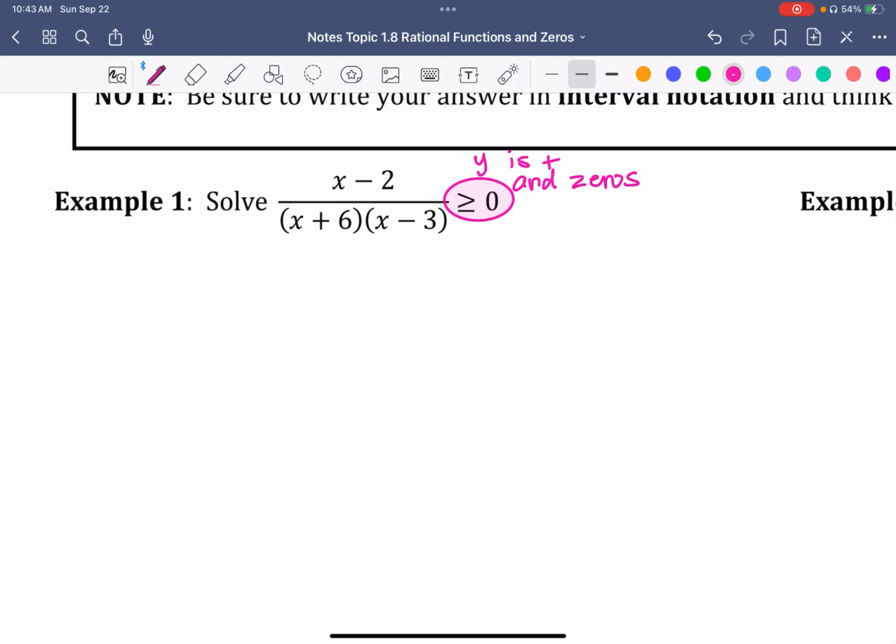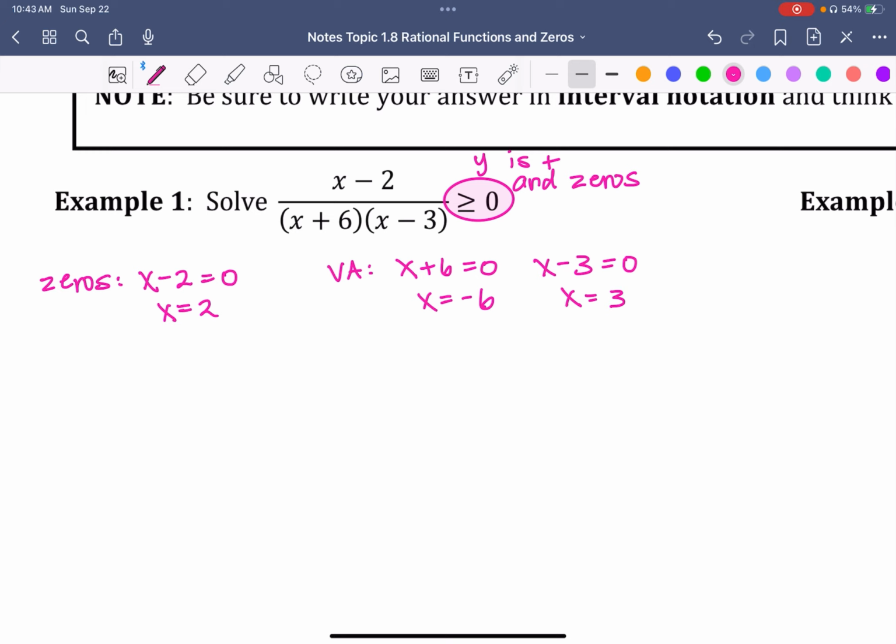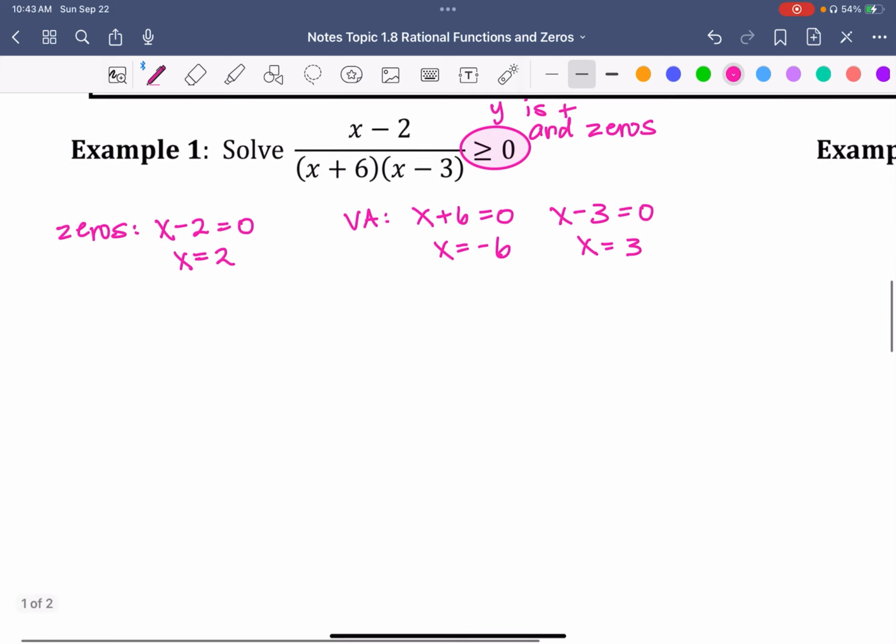Okay, so the first thing I'm going to do is solve for the zeros, and I'm going to solve for the vertical asymptotes. My zeros come from the numerator, which I only have one factor of, and my vertical asymptotes would come from the denominator, and I'm going to set those factors equal to 0. We didn't have any holes here, nothing canceled out, so we just have zeros and vertical asymptotes. So I have a 0 at x equals 2, and 2 vertical asymptotes at x equals negative 6 and x equals positive 3.